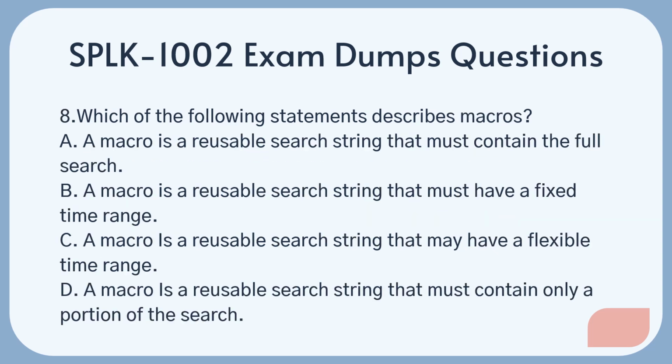8. Which of the following statements describes macros? A. A macro is a reusable search string that must contain the full search. B. A macro is a reusable search string that must have a fixed time range. C. A macro is a reusable search string that may have a flexible time range. D. A macro is a reusable search string that must contain only a portion of the search.